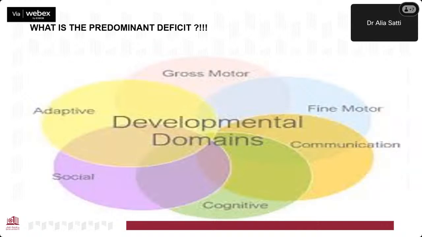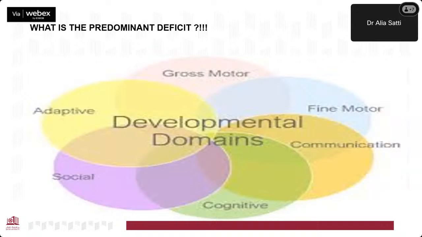Why is it important to diagnose or to give a condition a name? First of all, when you give something a name, then you know how to search for solutions or support. And I'll give some examples.